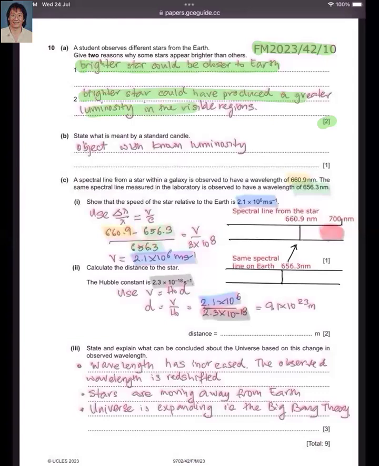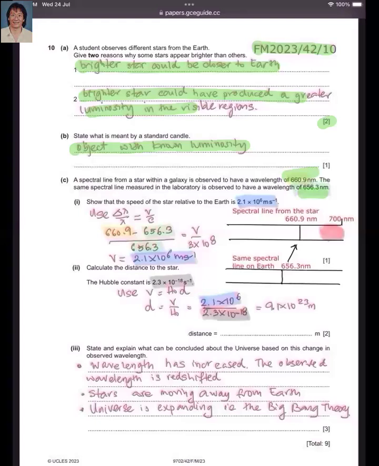Then part B, state what is meant by a standard candle. A standard candle is an object with a known luminosity. Part C, the spectral line from the star within the galaxy is observed to have a wavelength of 660.9 nanometer. The same spectral line measured in the laboratory is observed to have a wavelength of 656.3 nanometer.